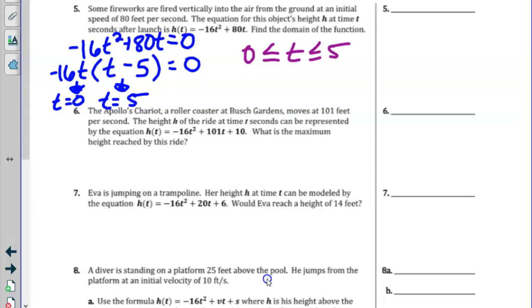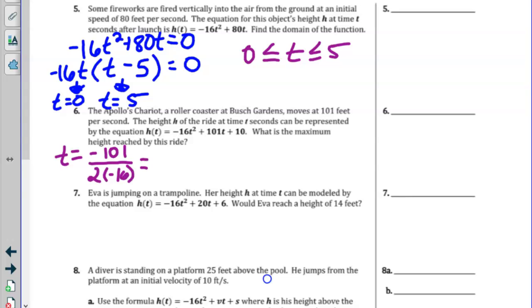Alright, let's do number 6. The Apollo's chariot, a roller coaster at Busch Gardens, moves at 101 feet per second. The equation of the ride can be represented by the equation h of t equals negative 16t squared plus 101t plus 10. What is the maximum height reached by this ride? How do I find maximum height? Vertex formula, very good. So we're going to do t equals, what is our b value in this equation? Over 2 times negative 16.